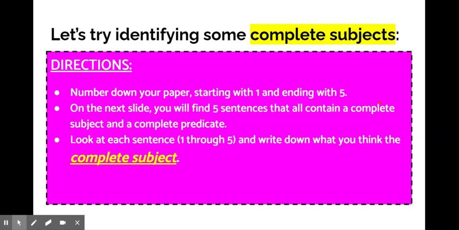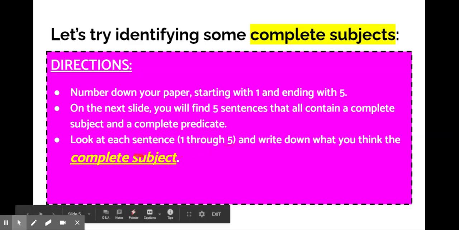But here's the directions. In your notebooks, I want you to number down your paper starting with 1 and ending with 5. So each line go 1, 2, 3, 4, 5 down your paper. On the next slide, you'll find 5 sentences that all contain a complete subject and a complete predicate. Look at each sentence, 1 through 5, and write down what you think the complete subject is. The complete subject. All right, let's go to the next slide here.